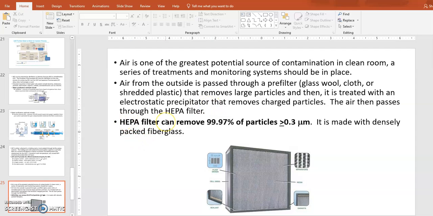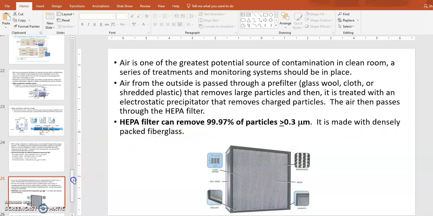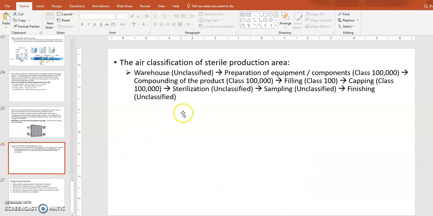The HEPA filter is very efficient in removing particulates. 99.97% of particulates will be removed if their size is the same or larger than 0.3 micron. The filter itself is made with densely packed fiber material. That's how it can remove particulates efficiently.